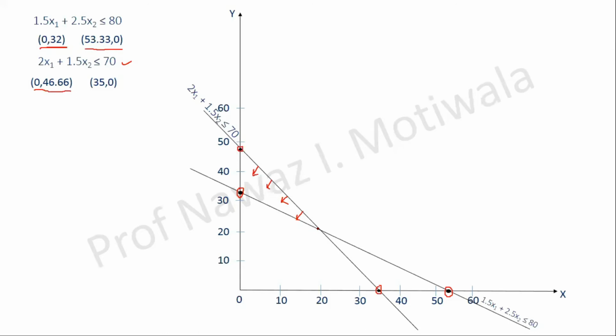If it would have been greater than or equal to 80, I would have marked the arrows on the other side, going away from the origin. But as it is given less than, I will make the arrows point towards the origin for both the lines.